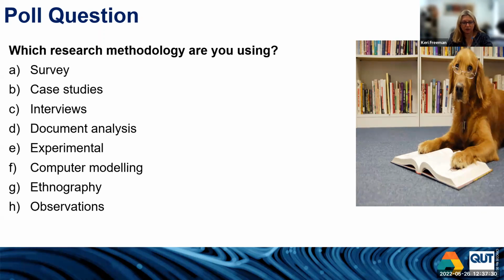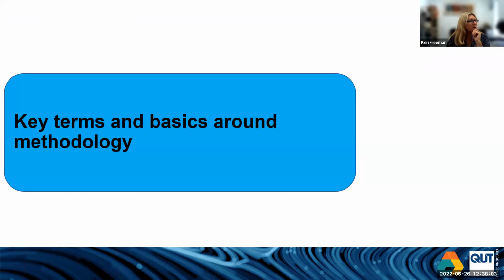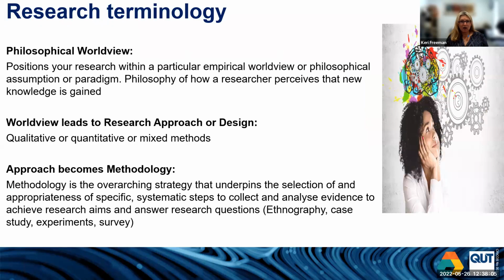Okay, so can you see those results there? So what have we got? A few case studies, a few interviews, computer modeling. I've got someone doing ethnography, someone doing surveys. Okay, good. So we've got a good range. All right, let's keep going. Oh, some people with mixed. Excellent. All right, so let's look at some key terms now.